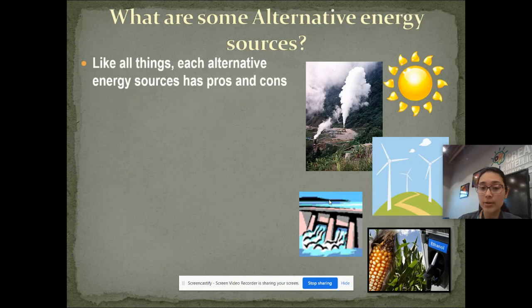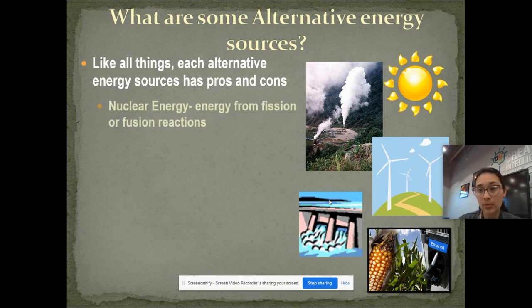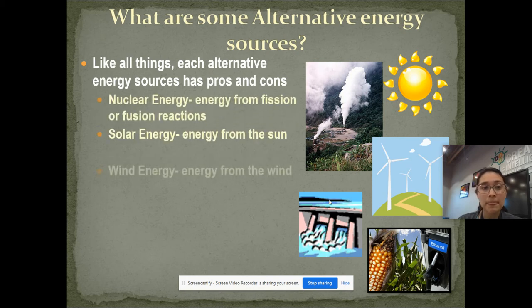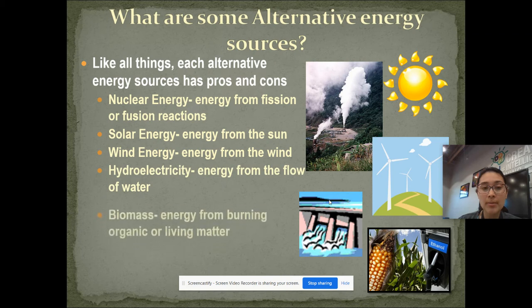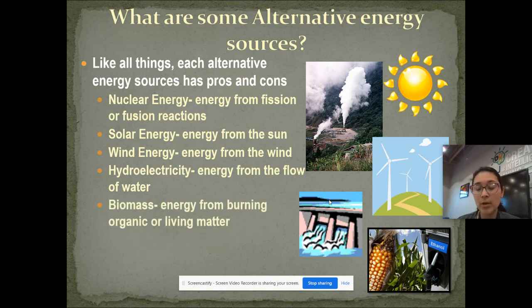But we also can use renewable resources. And so the good thing about renewable energy sources is that we can use them over and over again. And they don't take a long time for them to renew themselves. Okay. Another good thing about it is they don't produce a lot of pollution, which is great for the earth.